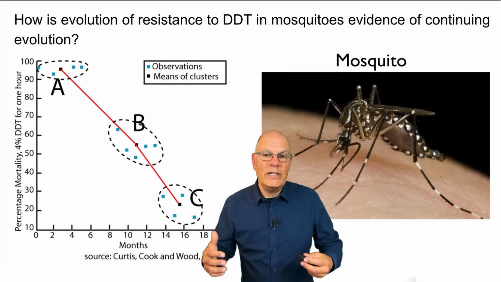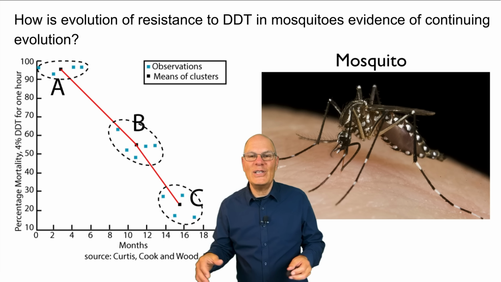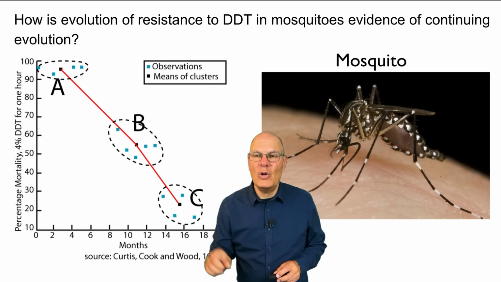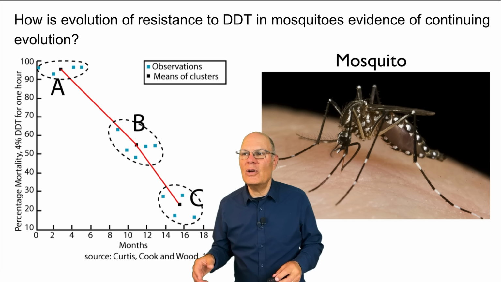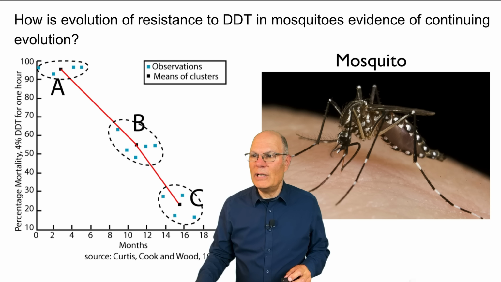Evolution can be observed in structures that we see in modern organisms, but there's plenty of evidence that evolution continues to this day. A great example of that is shown in this slide. How is evolution of resistance to DDT in mosquitoes evidence of continuing evolution? Let's talk about what's happening in this slide.